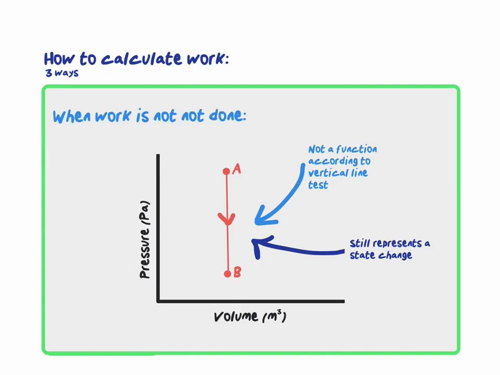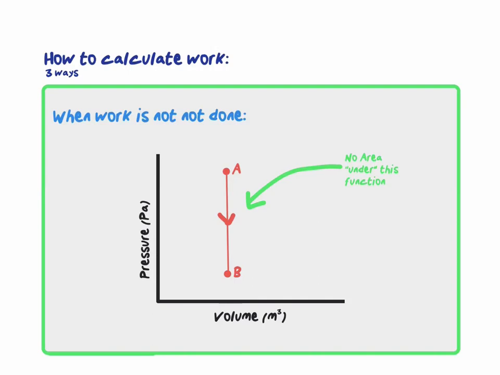So if I were to calculate this, it makes no sense, right? In terms of it being graphical, it's undefined. If I were to draw the arrow from A to B, that would be saying that I had a drop in pressure and no change in volume. This would be a case where, if you look at it visually, there is no area under this function.